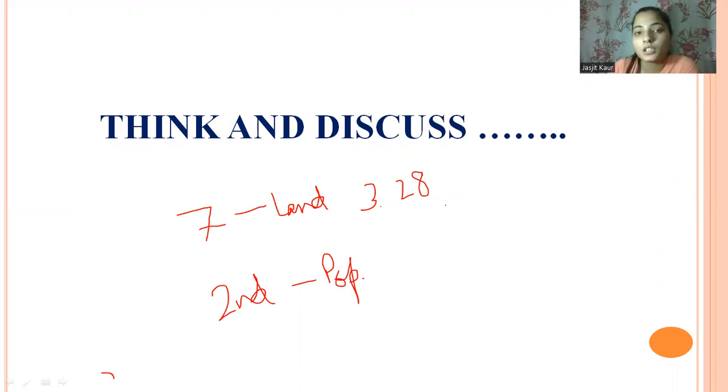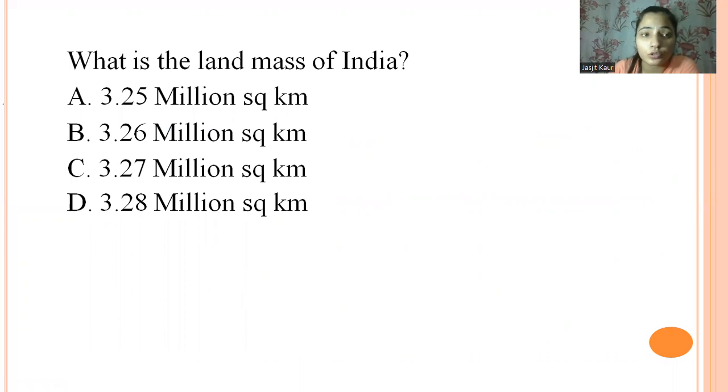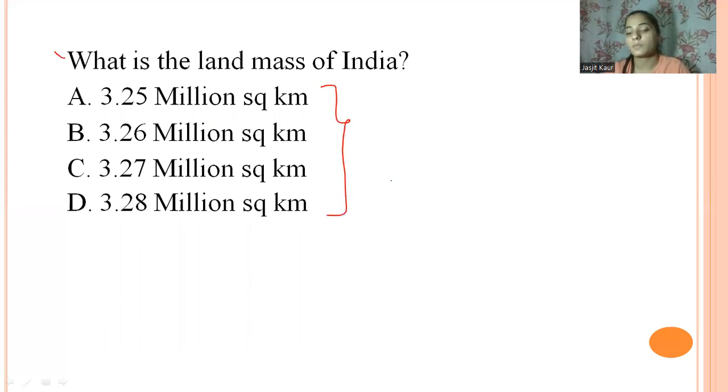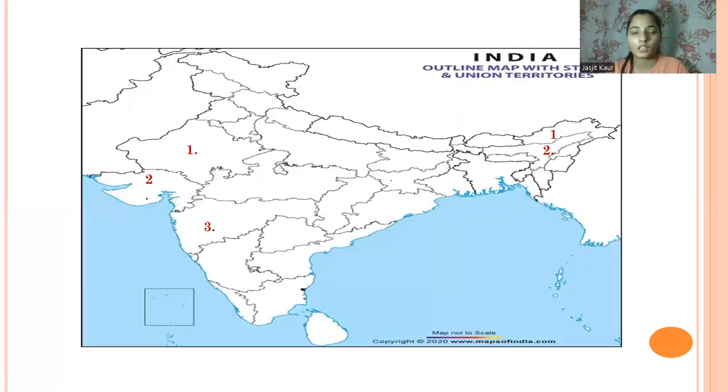Okay, so now here is one question for you. You have to answer this. What is the land mass of India? Is it 3.25 million square kilometer, or 3.26 million square kilometer, 3.27, or 3.28? So out of these four options, you have to choose one option and answer me in the comment section. Now moving forward.